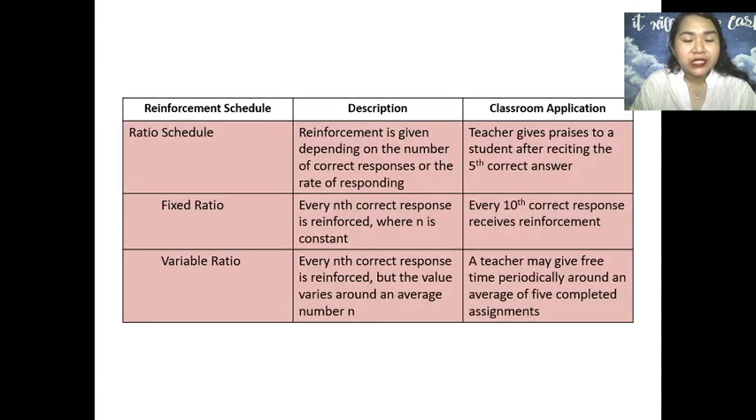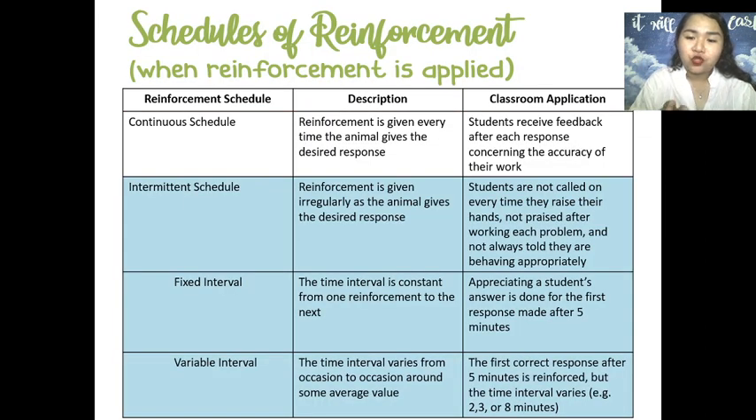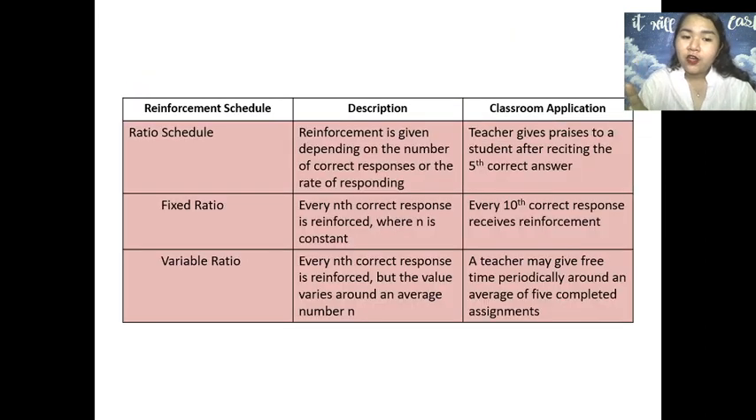Next, ratio schedule. Reinforcement is given depending on the number of correct responses. Now, kung kanina, sa intermittent schedule, it depends upon the time. Ngayon, sa ratio schedule, it depends upon the behavior. Okay? To the number of correct responses or the rate of responding. So, say for example, teacher gives praises to a student after reciting the 5th correct answer. Ibig sabihin, sa ratio schedule, sabihin natin, no, kada bawat tamang 5 na tamang sagot, saka siya binibigyan ng reward.